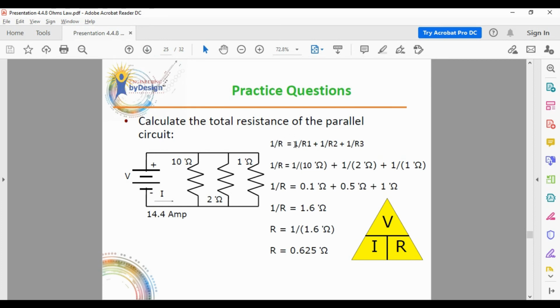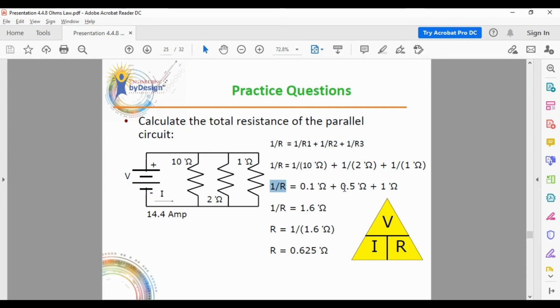So 1 over R equals 1 over R1 plus 1 over R2 plus 1 over R3. R1, the first resistor, is 10 ohms, so it becomes 1 over 10. Plus R2 is 2 ohms, so it becomes 1 over 2. And R3 is 1 ohm, so it's 1 over 1. Do the calculations on this, and you get that 1 over R. Big thing to remember is that this is also 1 over the resistance. It's really easy to make that mistake.